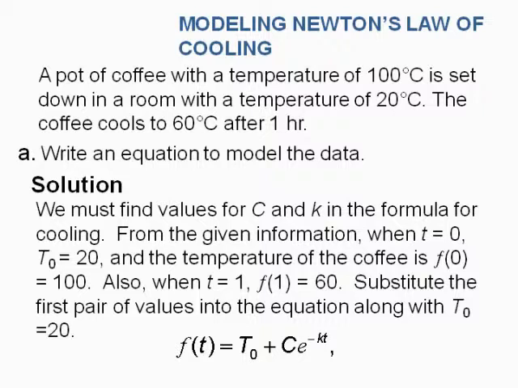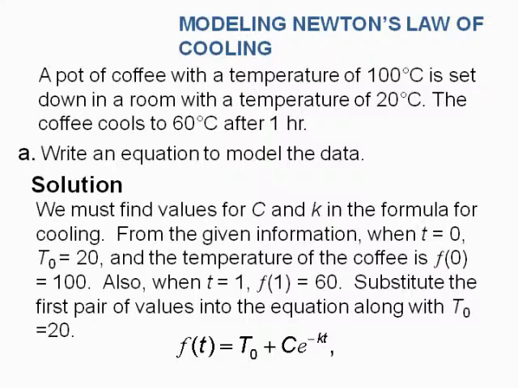A pot of coffee with a temperature of 100 degrees Celsius is set down in a room with a temperature of 20 degrees Celsius. The coffee cools to 60 degrees Celsius after 1 hour. All right, so write an equation to model this data. So first, we must find values for C and k in the formula for cooling.